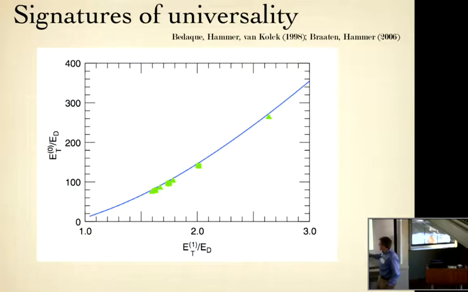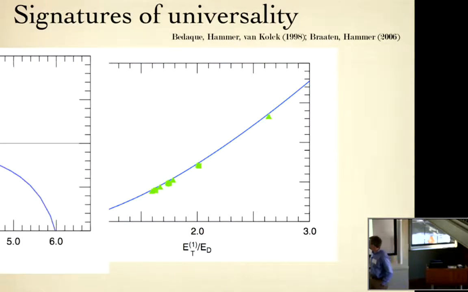And in fact, what Bratton and Hammer did was to plot the results of different microscopic potentials for helium-4 interactions, and they showed that these all fell on this one parameter curve. So that means that all of these models have the same long distance physics. They differ only in their short distance physics, and once you fix that by saying what the energy of the excited trimer is, you understand what the energy of the ground state trimer should be.